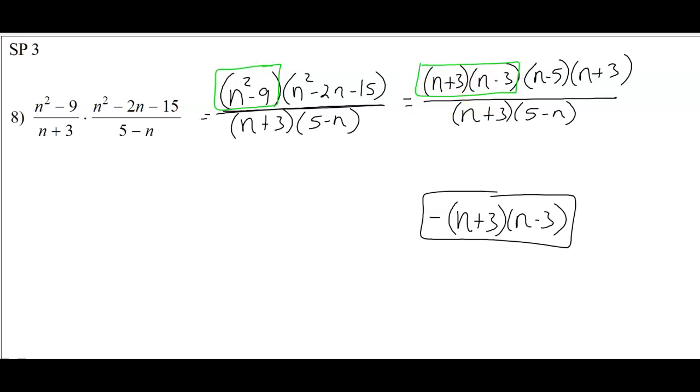And then we have this, which is a box method, which would be this. And then if we just start canceling some stuff out, this n plus 3 can cancel out this n plus 3. And I'm allowed to cancel out the n minus 5 and the 5 minus n if I put a negative in the front. And so I'm left with an n minus 3 on the top and an n plus 3 and a negative. On the bottom, there's nothing left, so you could put over 1 if you want to, or you could just leave it like this. And that would be good enough for this problem.